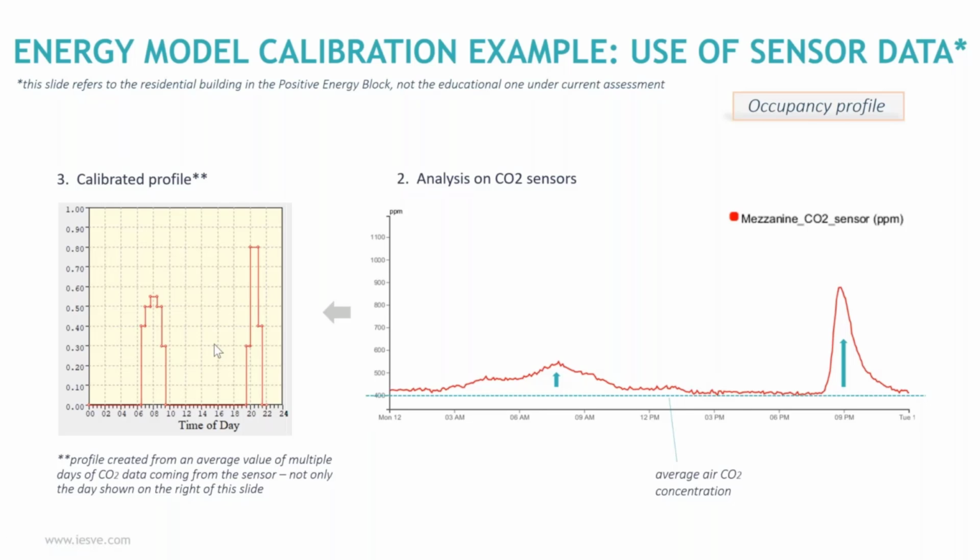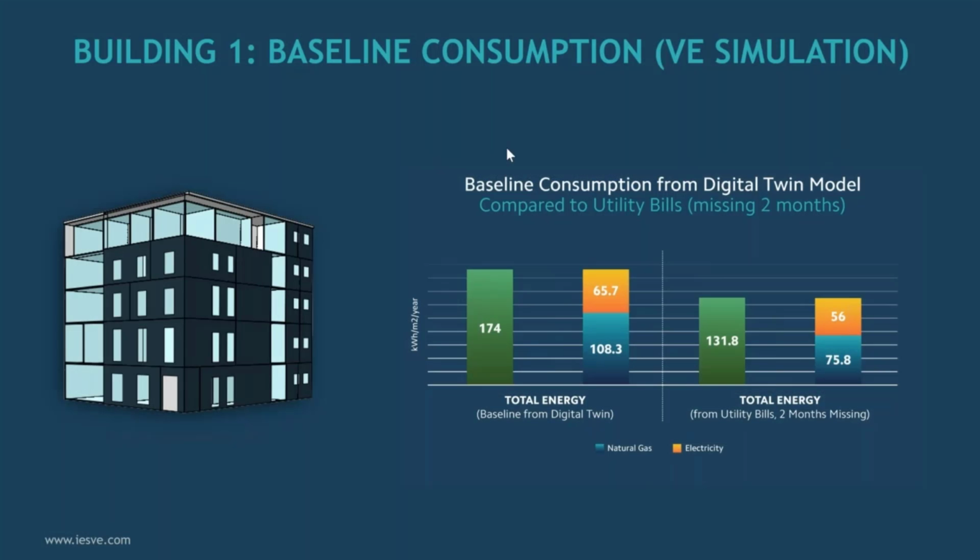So the calibrated profile is for sure more representative than a standard profile that you assign to every room in your building, which is not representative of the real situation. And this is just a particular day of the year, but through our platform we were able to quickly do this through the whole year and create a profile directly from the sensor, importing that through the virtual environment. This was just an example of another way to use that.